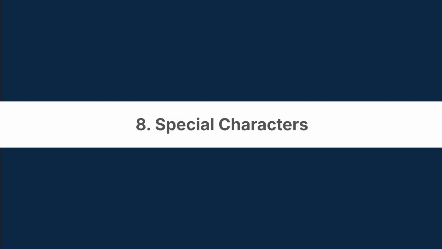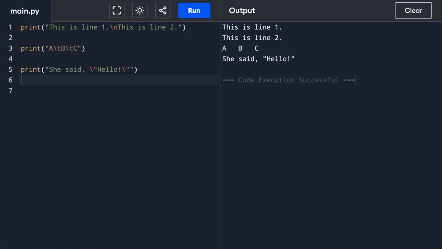Eight, special characters. When printing text, we sometimes need to include special characters like new lines, tabs, quotation marks, or backslashes. Python provides escape sequences to handle these situations. What is an escape sequence? An escape sequence is a combination of characters that starts with a backslash and represents a special character.